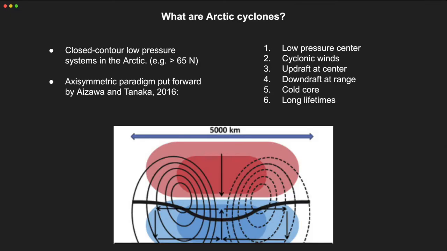Okay, so what are Arctic cyclones? To put it simply, they're like mid-latitude cyclones. They're closed contour, low pressure systems, but they occur in the Arctic. So to look at their structure, I'm going to start with a paper by Eizawa and Tanaka from 2016.